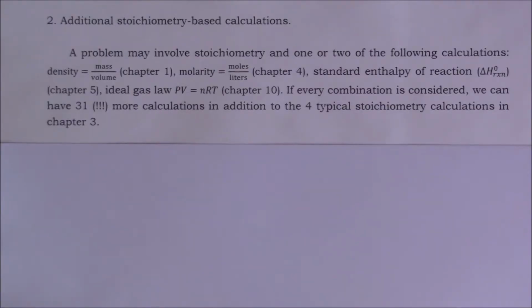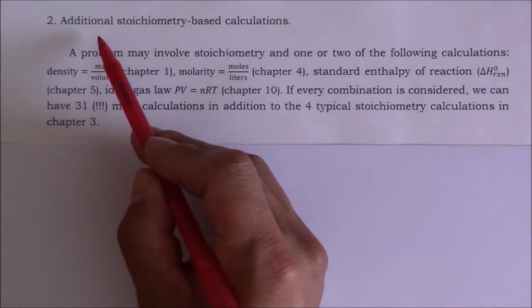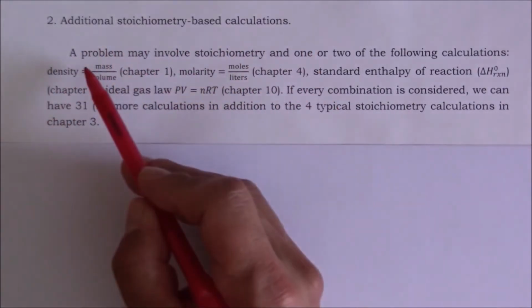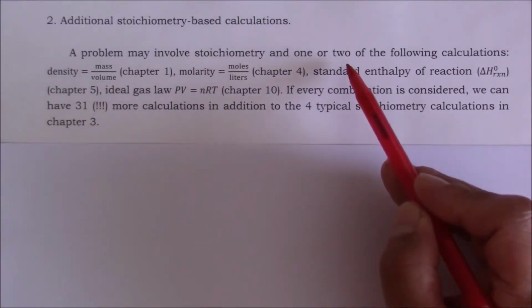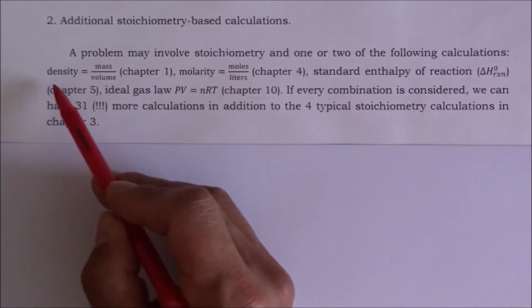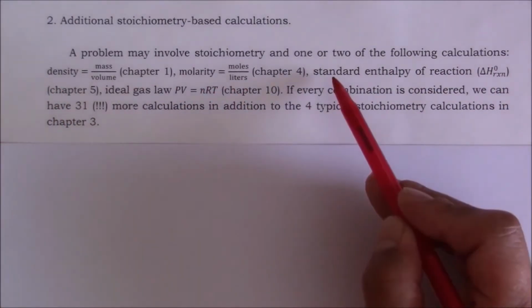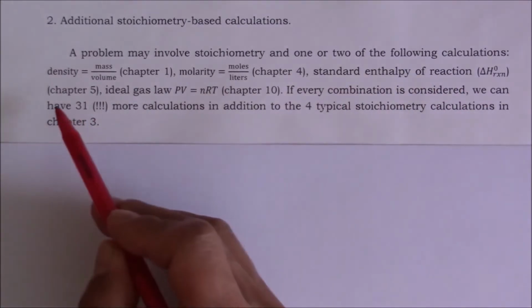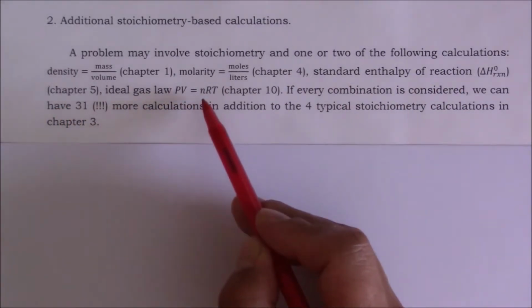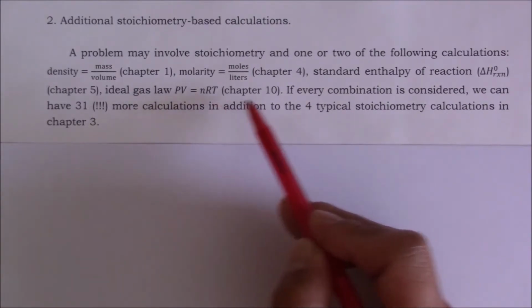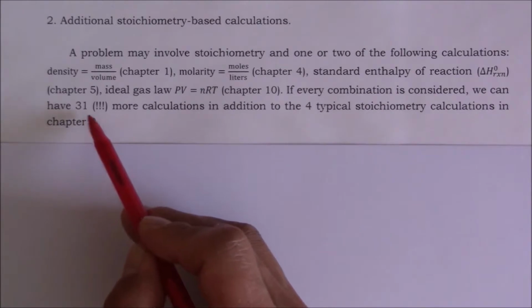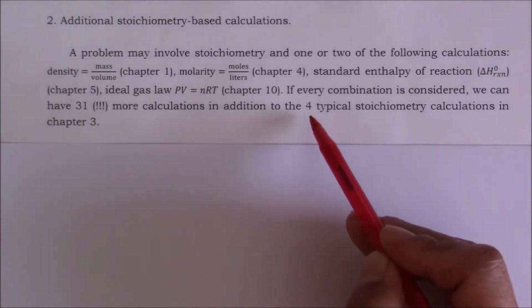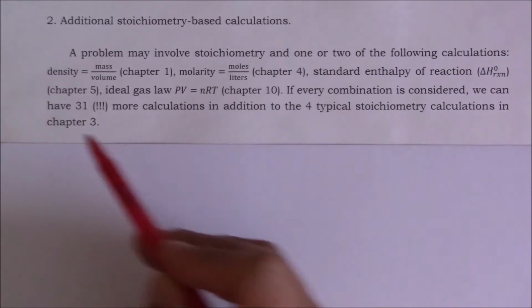In addition to the 4 typical stoichiometry calculations, we may have additional stoichiometry-based calculations. A problem may involve stoichiometry and 1 or 2 of the following calculations: density, molarity, standard enthalpy of reaction, ideal gas law, PV equal to nRT. If every combination is considered, we can have 31 more calculations in addition to the 4 typical stoichiometry calculations in Chapter 3.